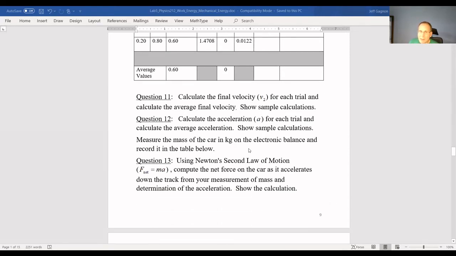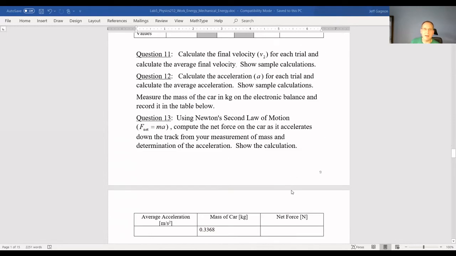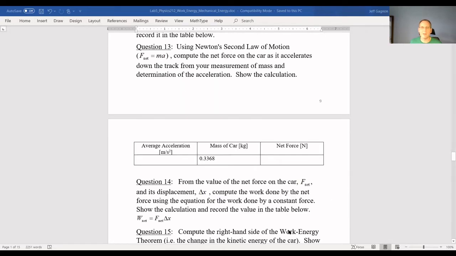Okay, you need the mass of the car. I have that in the table here. This is in kilograms. Everything is in SI units today. The acceleration is what you just computed, this average, that's the same value that goes here, average acceleration. Now using Newton's second law, you can compute the net force acting on that car. And actually, what is the net force? It's really just the tension in the string, because the normal force and the weight are going to add to 0. So the only force remaining is the tension in that string. So that's going to be the net force in newtons. You're just going to use ma, mass times acceleration, to get that net force.